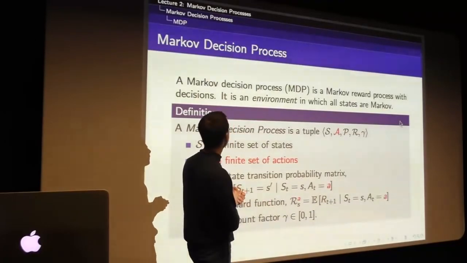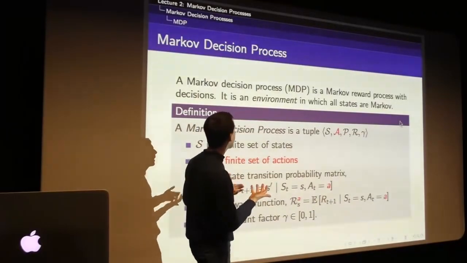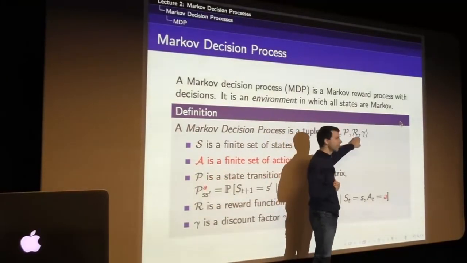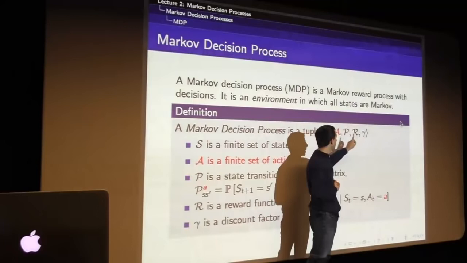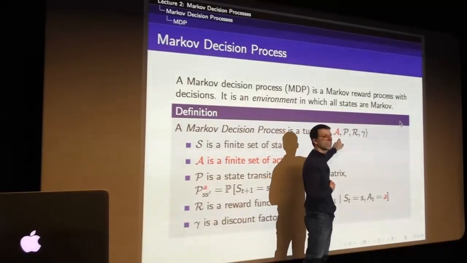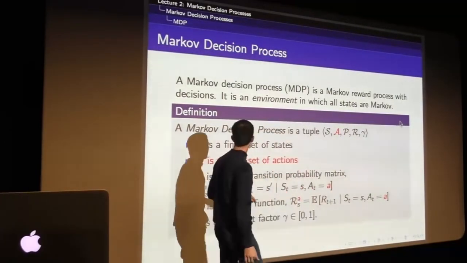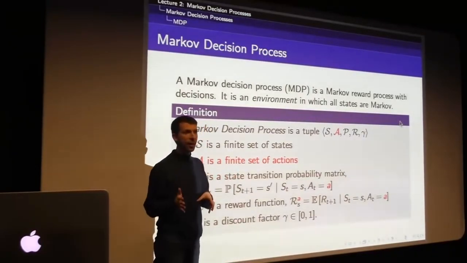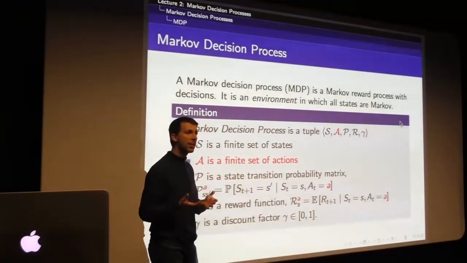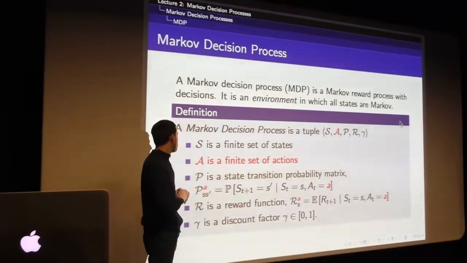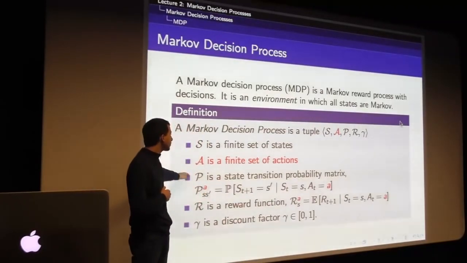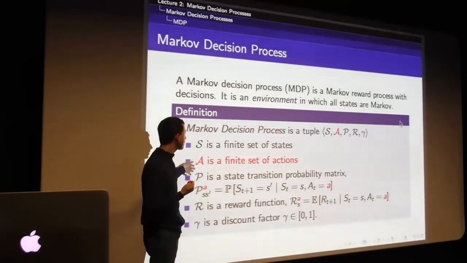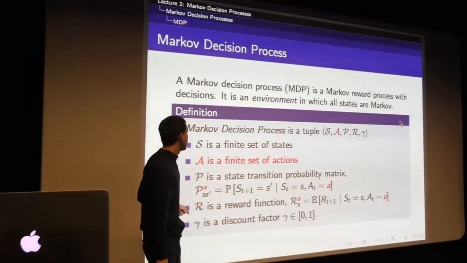Let's introduce decisions. So what we're going to do now is take our Markov reward process, which was a state space, transition matrix, reward function, and discount factor. We're going to add in one more component, which is the action space. So A is now a finite set of actions. In the extensions to the class, you'll see how this can be made continuous or infinite. But for now, we'll consider the simplest case: a discrete set of actions, finite size.